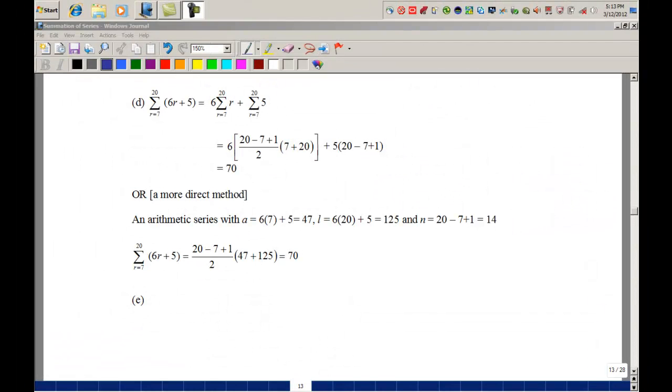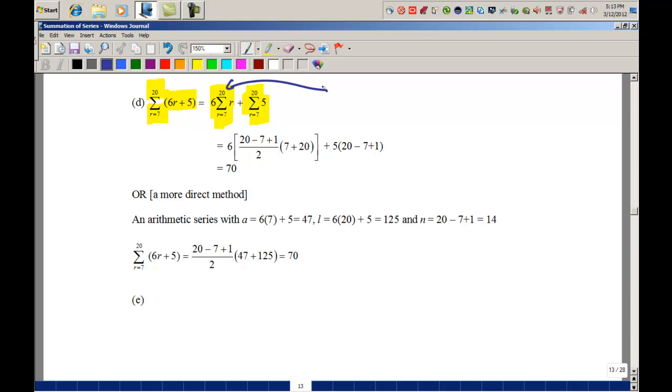Now let's take a look at D. Now D says you want to sum 6r plus 5 from r equals 7 to 20. Now from the properties, I know that I can break the sum into two pieces. Summation 6r, and the 6 I can take out to form 6 times summation r from r equals 7 to 20, plus summation 5 from r equals 7 to 20. Now the first piece here is an AP. This AP has first term 7, last term 20, number of terms is upper limit take away the lower limit plus 1, and that's 14.